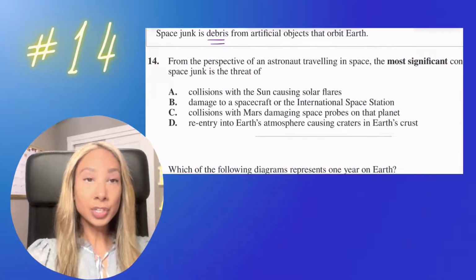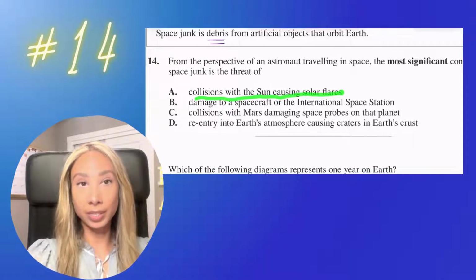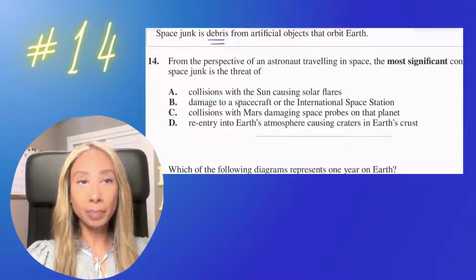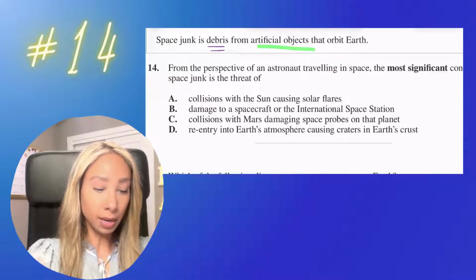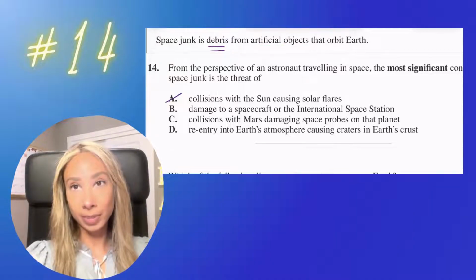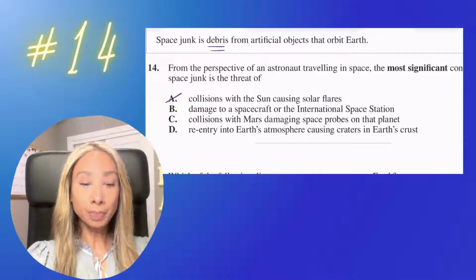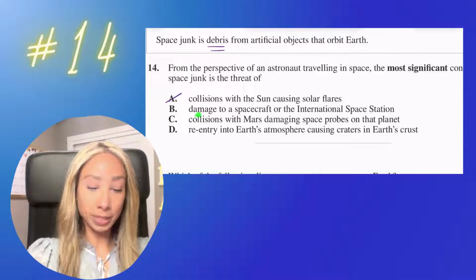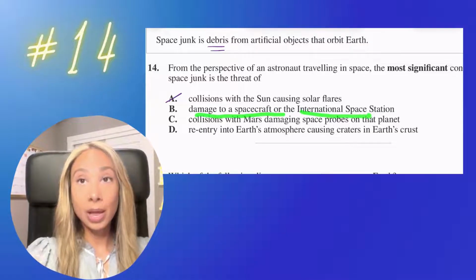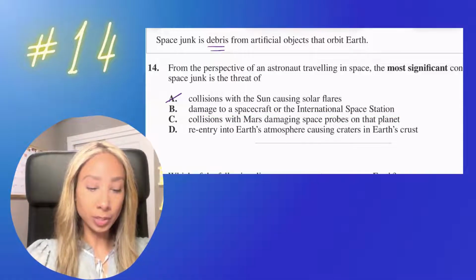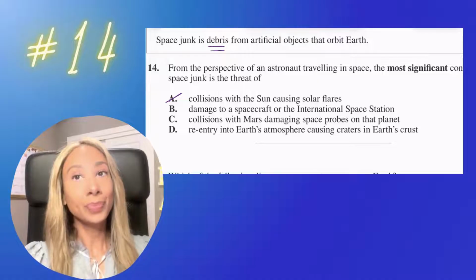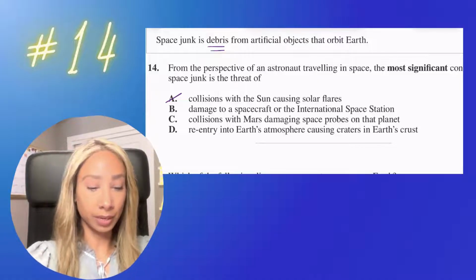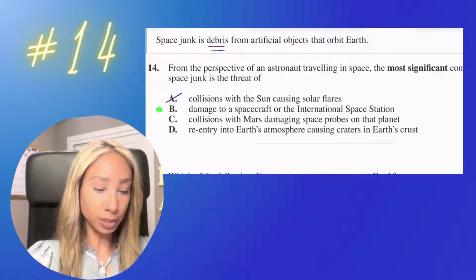Collisions with the sun causing solar flares. Solar flares wouldn't really be artificial. It wouldn't be an artificial object. They happen often, so it wouldn't be one that contributes to space junk. Option B says damage to a spacecraft or the ISS. So that one could be possible. If we have damage to a spacecraft, that means something can get dislodged and then it's going to be floating around in space for an infinite amount of time. So I do like that option.